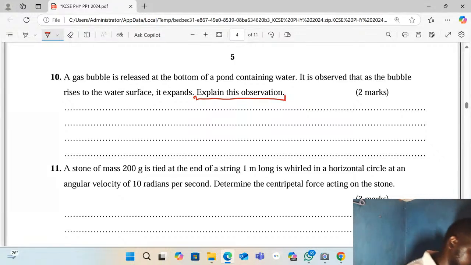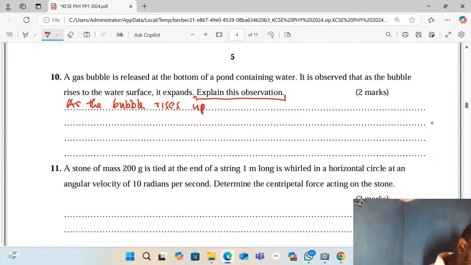Therefore, we'll say that as the bubble rises up, the pressure due to water column decreases.